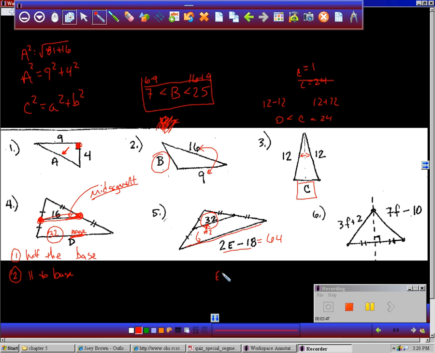That would mean that e is equal to 41, not 411.